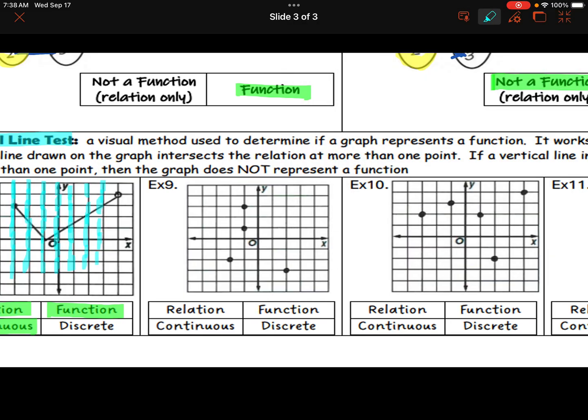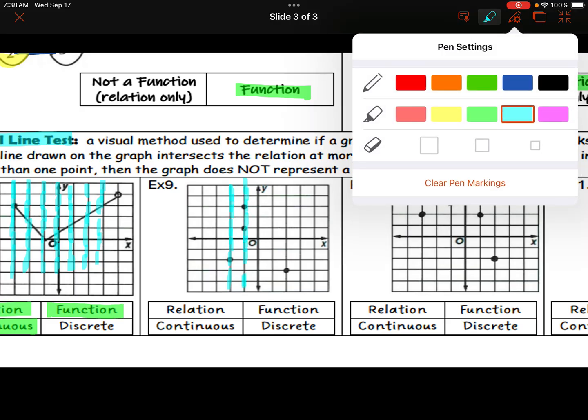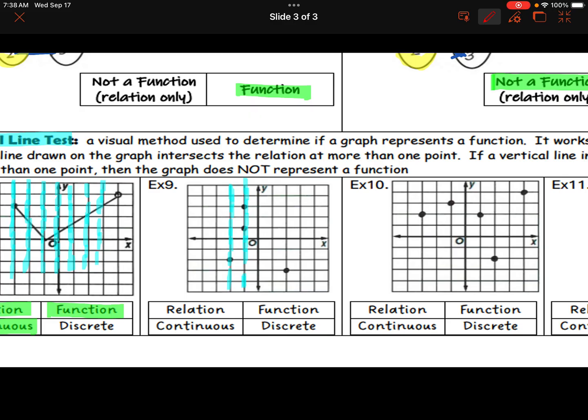I am going to come through and lay down my pencil. And as soon as I lay down my pencil right there, I would quickly realize, hey, this is intersecting my vertical line more than once. It has intersected it twice. So now I know that this is just a relation. It failed the vertical line test, so not a function. This graph is just distinct points, so it is a discrete graph.